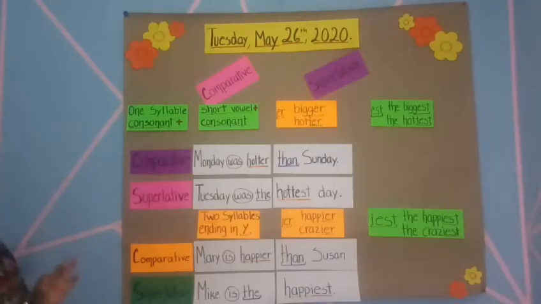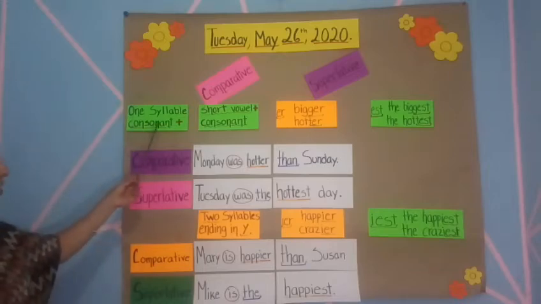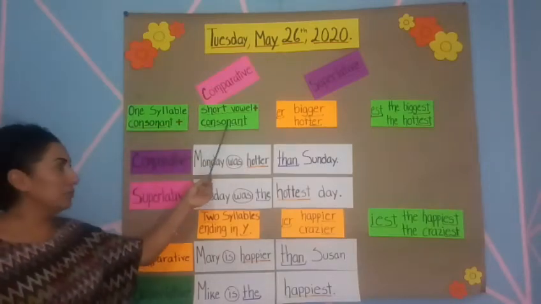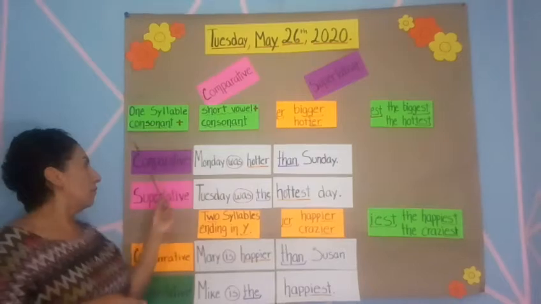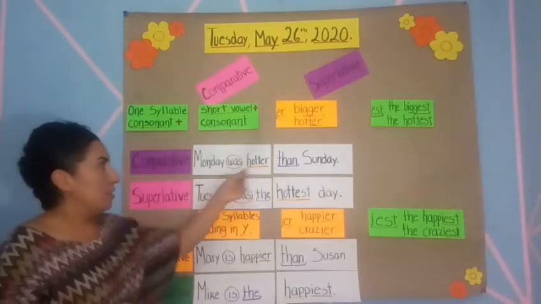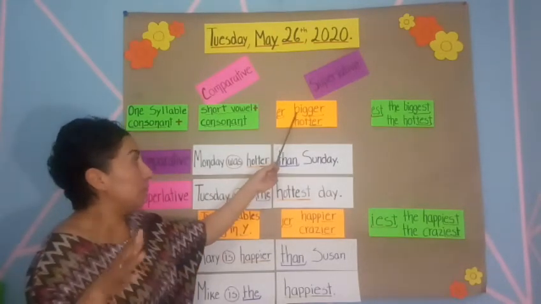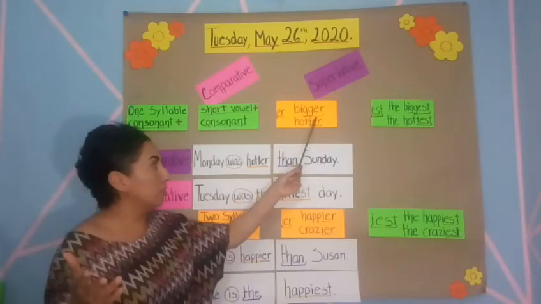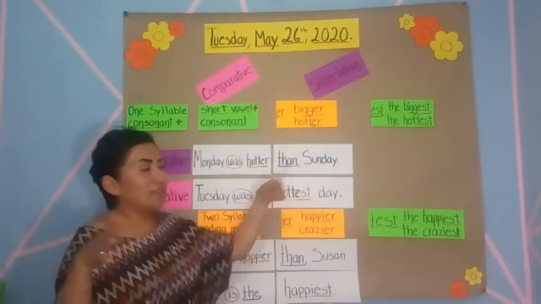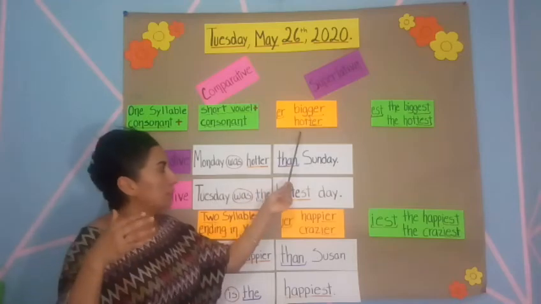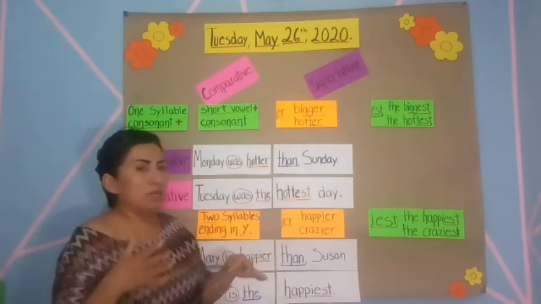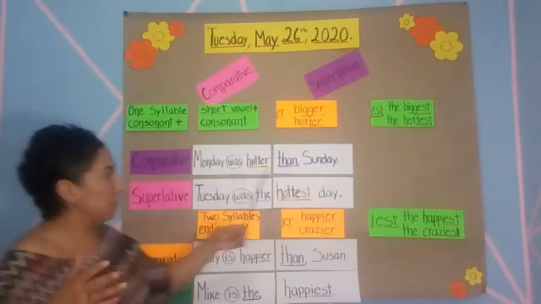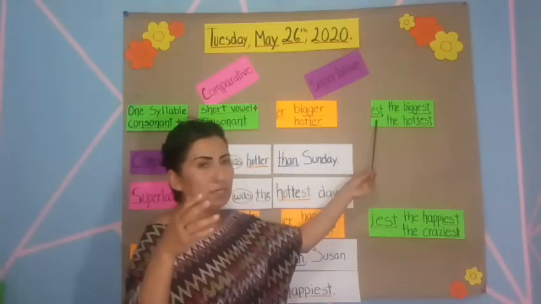Now, if you find adjectives that have one syllable, consonant plus short vowel plus consonant, we add er when we are talking about comparative form. In this case, we have an adjective, big, that is structured by consonant, vowel, consonant. We add another consonant and er that changes to bigger, and hot changes to hotter. When I am talking about superlative adjectives, we add est.